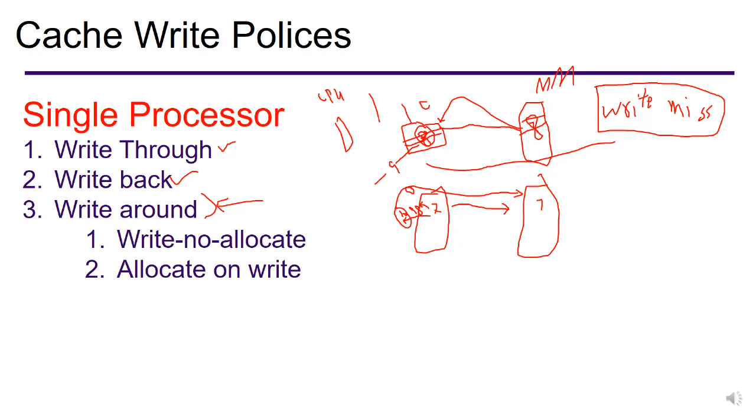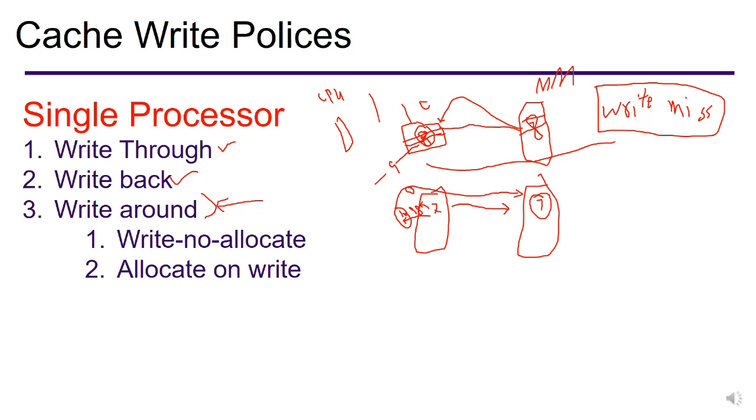Suppose I want to write some data into the cache, the main memory. If the data is already found in the cache, this is cache write. If the data is not found in the cache, this is called write miss. For example, I want to update the value. I want to write here 7.